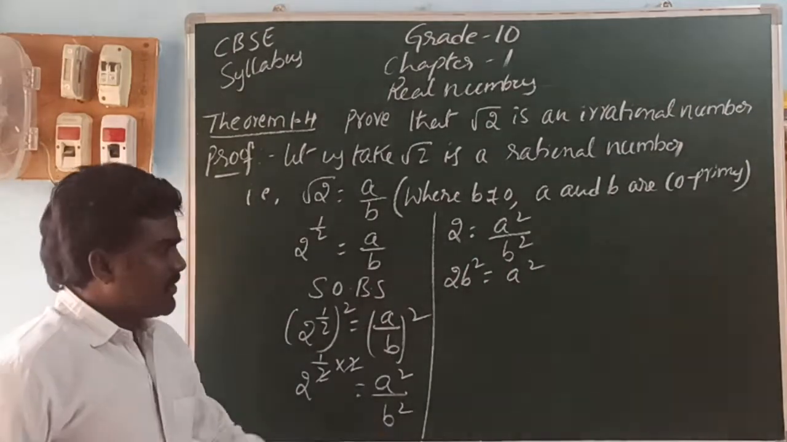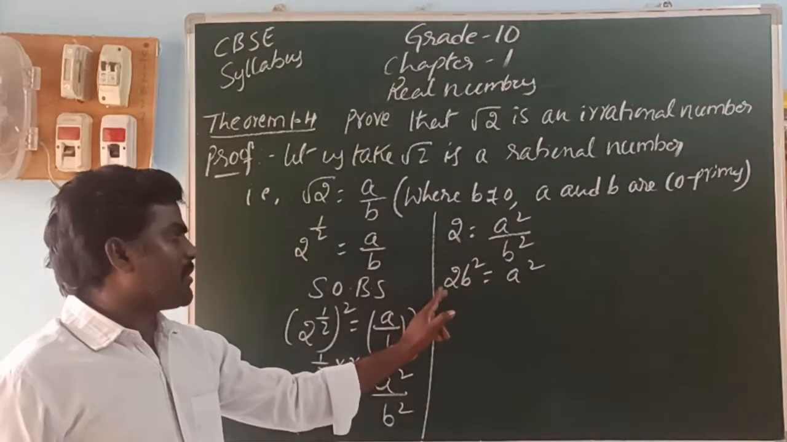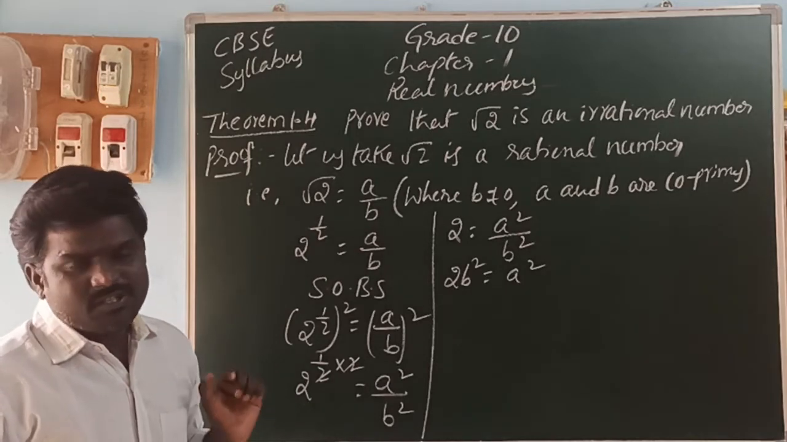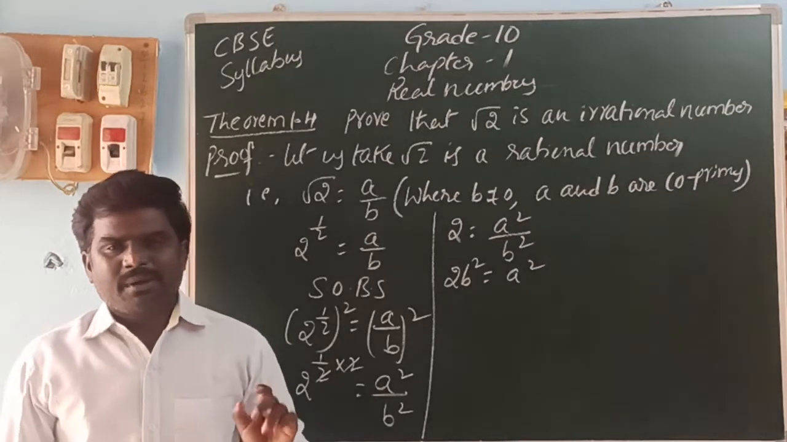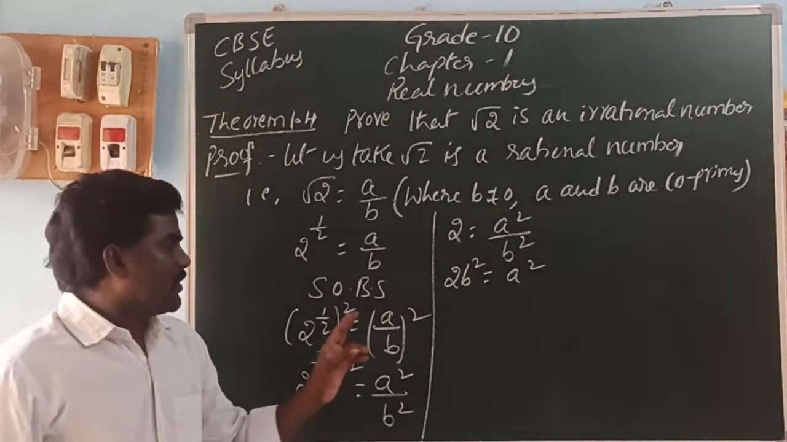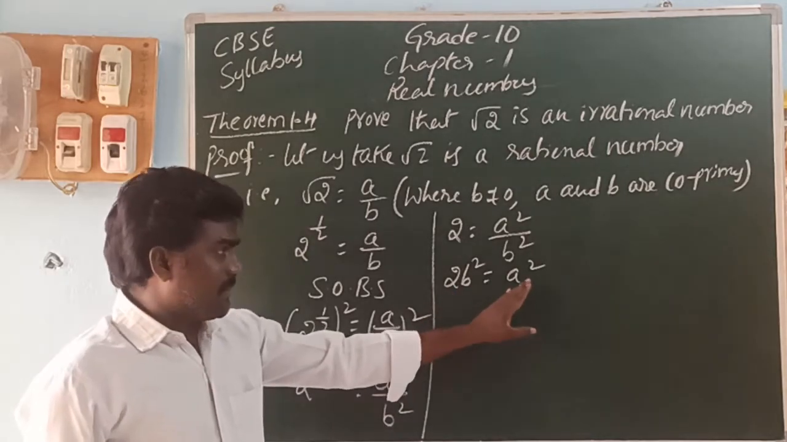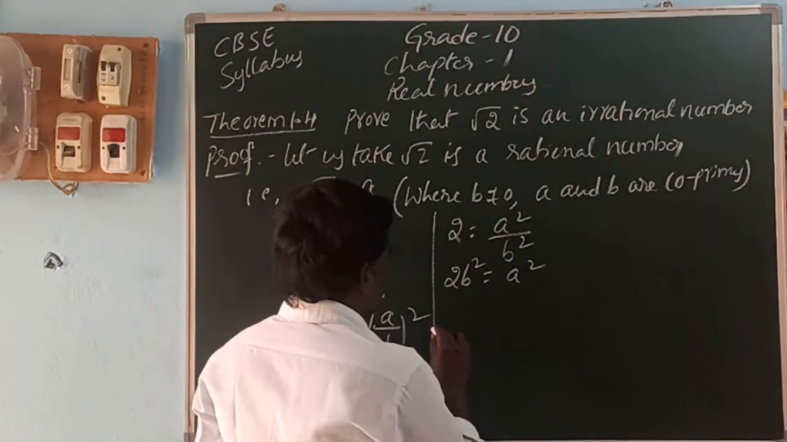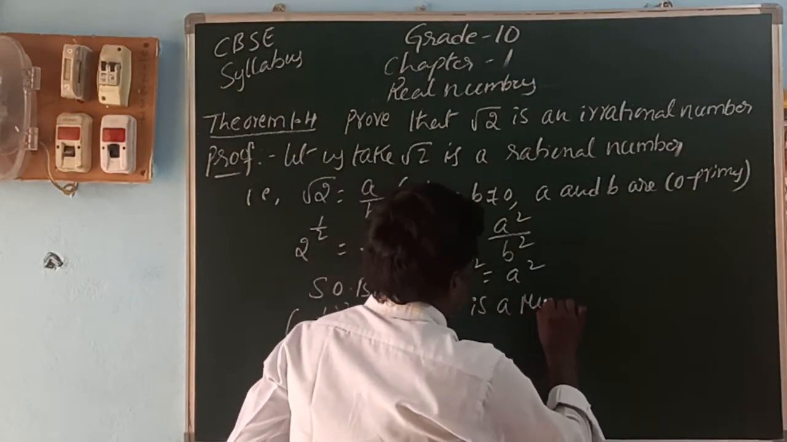When you observe this equation, the square of an integer is in the form of multiples of 2. Multiple is nothing but divisible. Divisible means what? If a number is divided by any number, the remainder is 0. That is called divisible. Here a square is a multiple of 2. If a square is a multiple of 2, then a is also a multiple of 2.